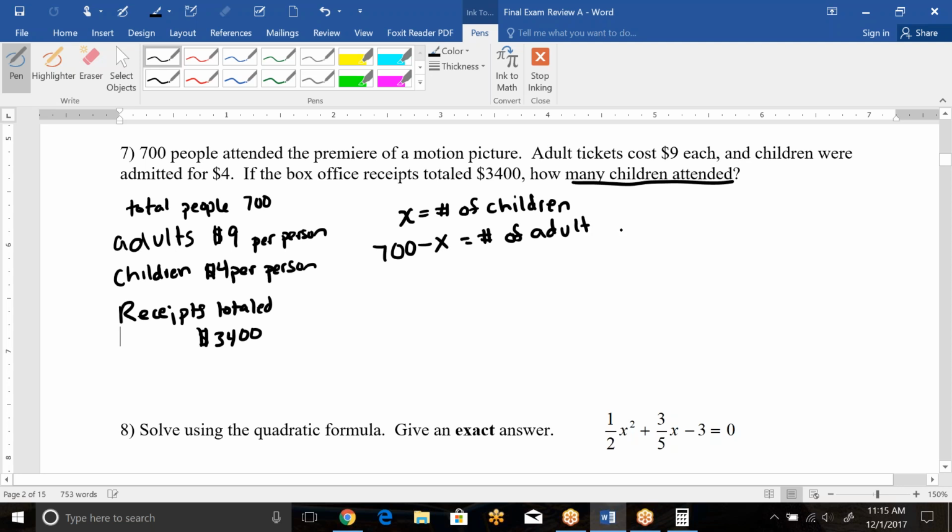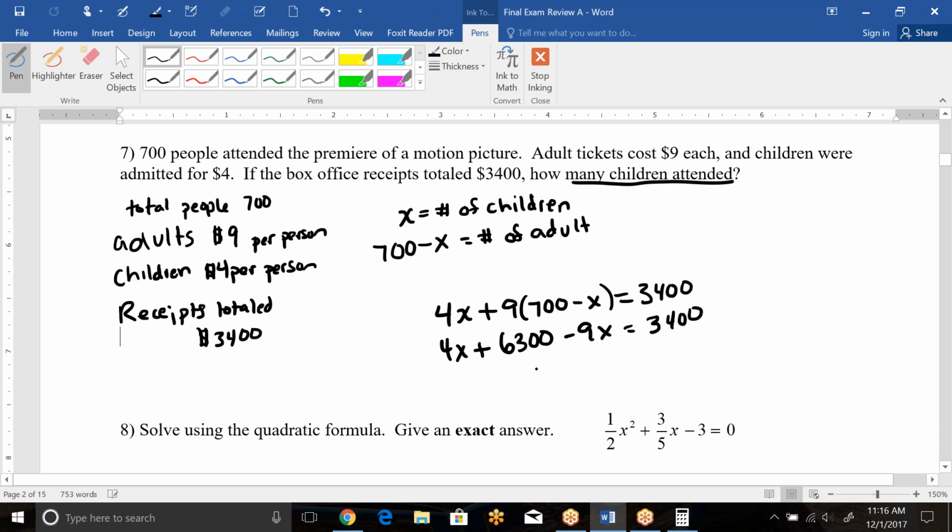It's adults and children. So if we've got X for children and 700 minus X for adults, we should be able to write a money equation dealing with the ticket prices. So it's $4 for every child, so that's times X, plus $9 times every adult, which is 700 minus X, equals the total tickets that they sold, money-wise. So then we would distribute this. That's going to be 6,300 minus 9x equals 3,400.